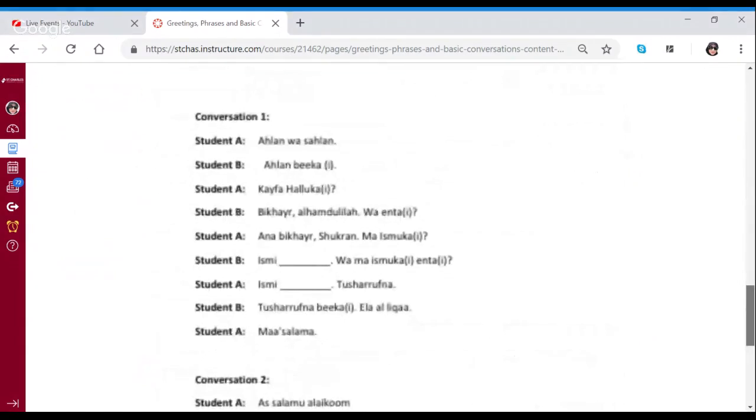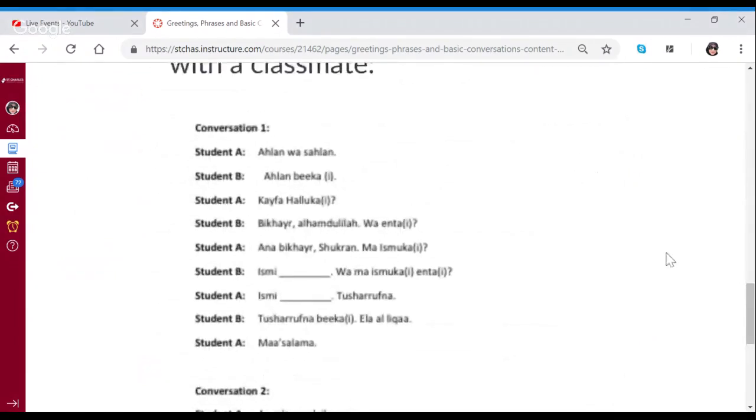Okay, conversation 1. I'm going to be student A, you'll be student B. I'll start. Ahlan wa sahlan. Ahlan biki. Kayfa haluki? Bikhair alhamdulillah. Wa anti? Ana bakhair shukran. Ma ismuki? Ismi Lydia. Wama ismuki anti? Ismi Laura. Tasharafna. Tasharafna biki. Ila alika. Ma salama. Okay, let's try it again.